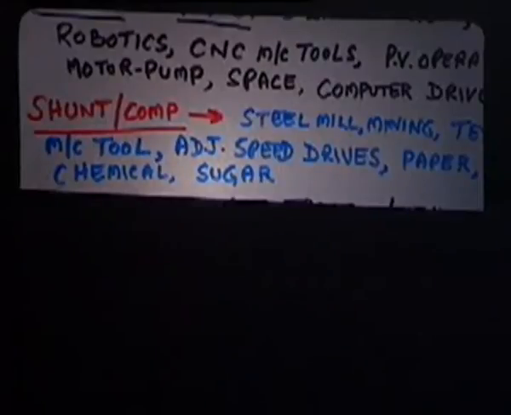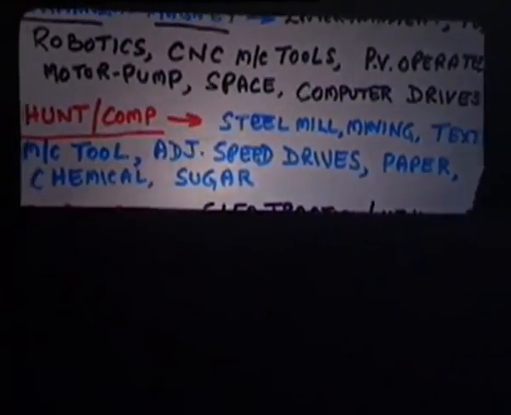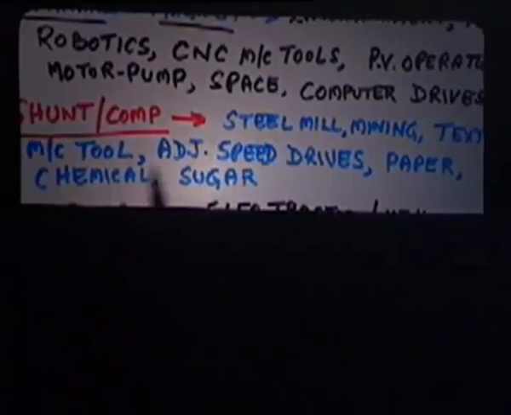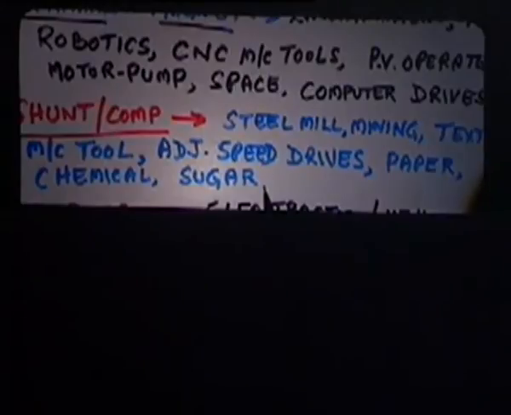Shunt and compound, they are used in steel mills, mining applications, they are used in textile mills, used in machine tools, they are used in all adjustable speed drives, paper mills, chemical plants, sugar mills and so on. These are some typical applications of DC shunt and compound machines, wherever you require a near constant speed, and of course adjustable to some extent.